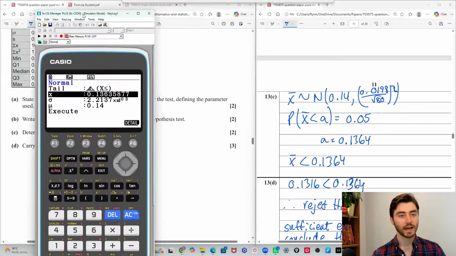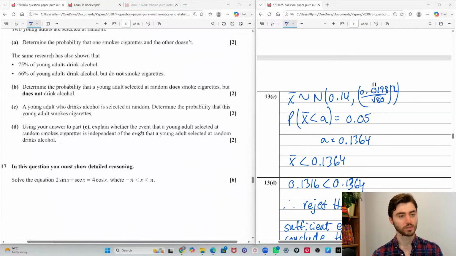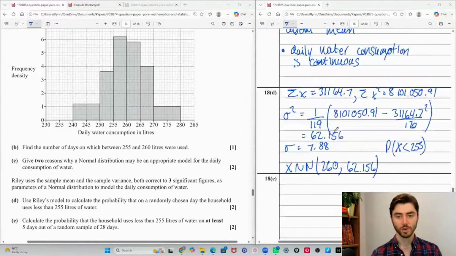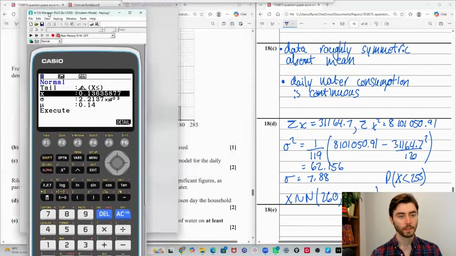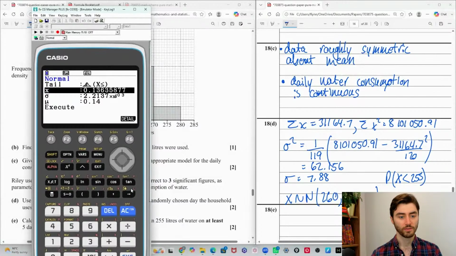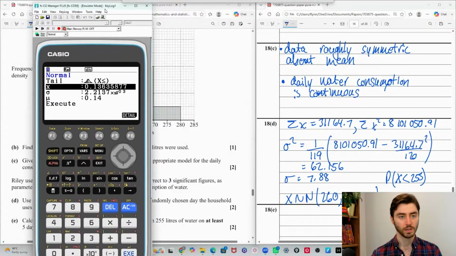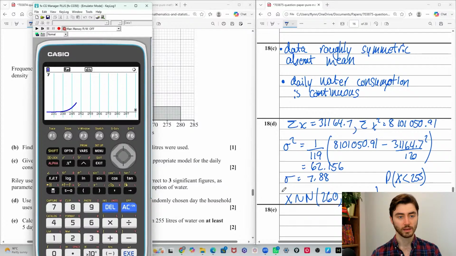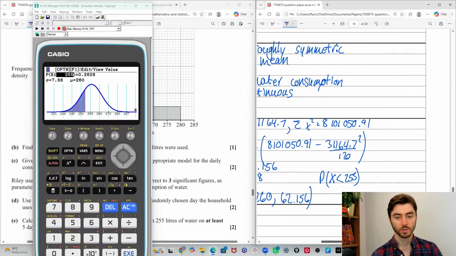Noted. All right, so now, where am I actually trying to use this thing? So I'm on question 18. I've already done my stuff to work out the parameters to put in. Less than 255, I believe. Hold on. Yeah. Okay, 255 is my X. My sigma is, I'm going to call that 7.88. My mu is, I'm going to call that 260. And I get 0.263.